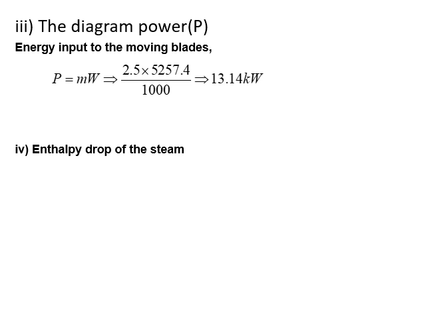The enthalpy drop of the steam in a stage, that is delta H, is equal to 5257.4 divided by 1000, that is 5.26 kilojoules per kg. So this is the method of solving the numerical in reaction turbine.